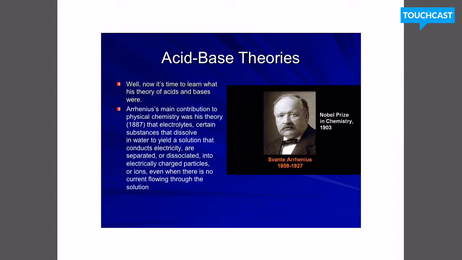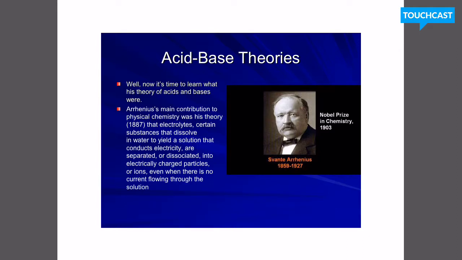So now moving on a little bit, we're going to start talking about acid-base theory. One of the first people that we're going to talk about is Svante Arrhenius. He won the Nobel Prize in Chemistry in 1903 for a lot of his discoveries about electrolytes. Imagine that! We've actually talked a lot about electrolytes. Electrolytes are ions that dissolve in water, and they produce conductivity. So he discovered that certain substances dissolve in water to yield a solution that conducts electricity, which we call electrolytes.